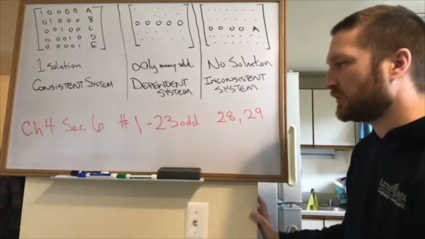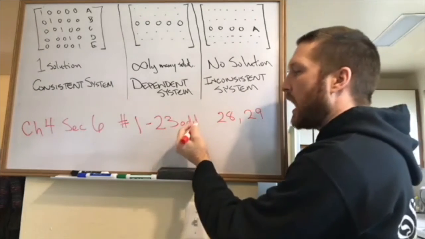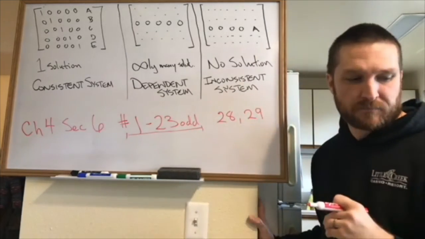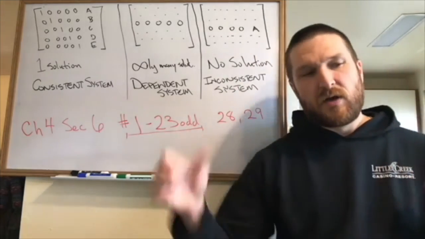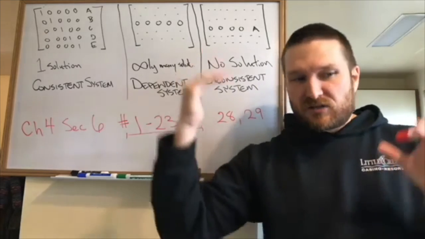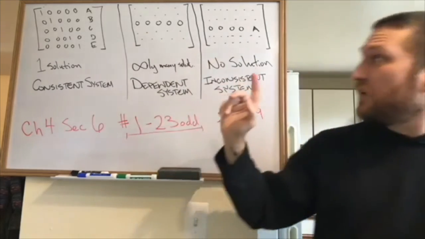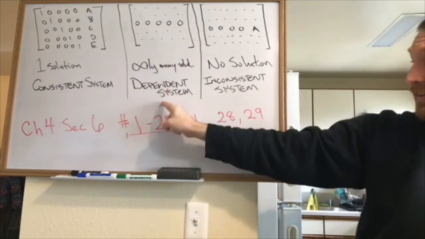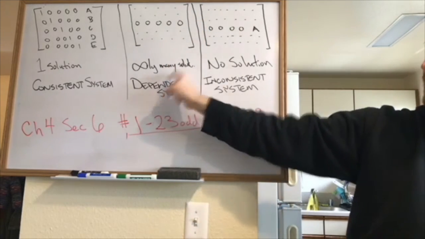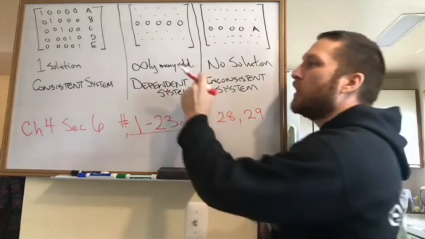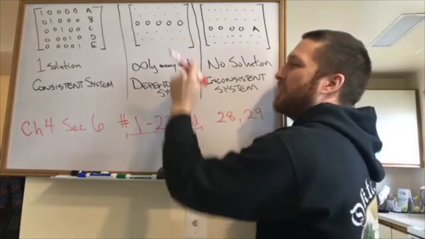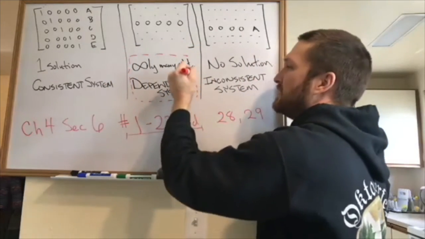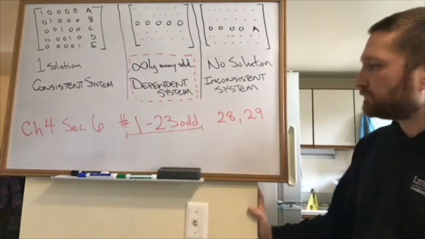Okay, here's the special instructions. For this first block, 1 through 23 odd, what I want you to do is for every single system, write it as a matrix and start row reducing. If you run into this scenario, stop. Call it a dependent system and tell me that there are infinitely many solutions. Like, I want to see this. I want to see that right there. And you'll put a box around that and say, that right there, that is true.